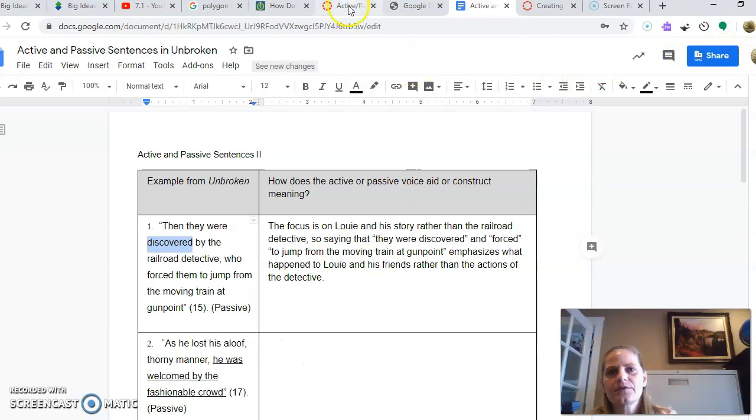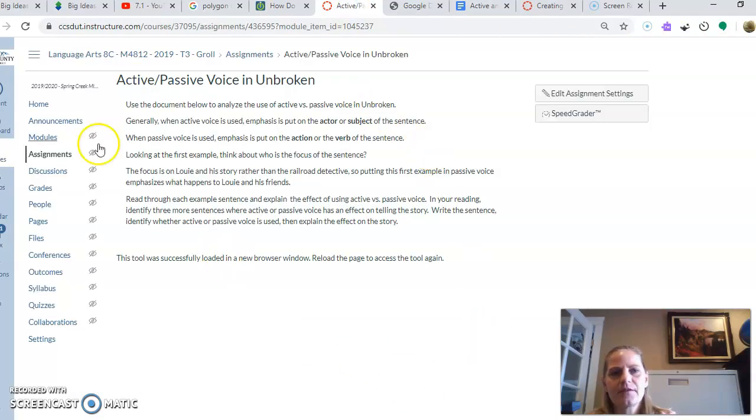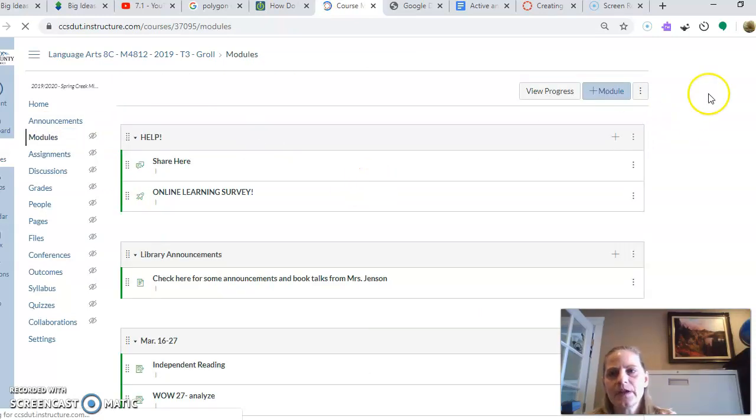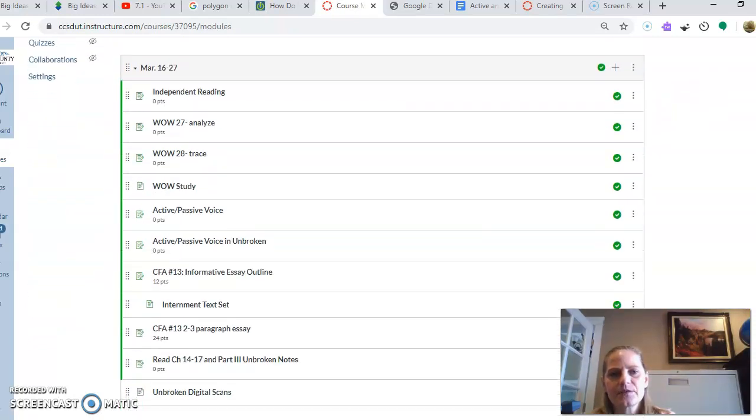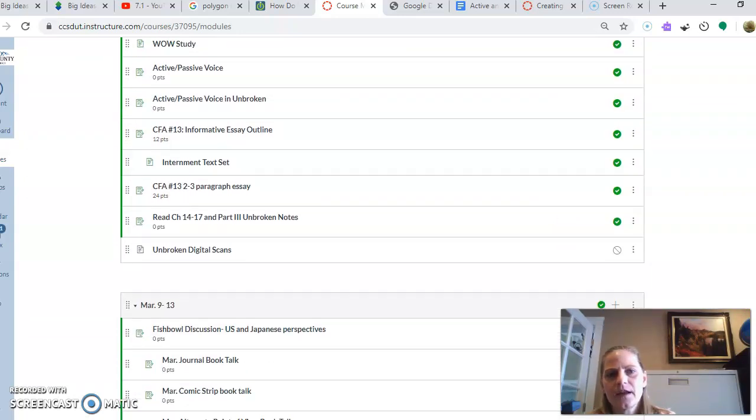All right, moving on through assignments. After active and passive voice, you have your writing assignments. So we've got a little vocab, a little grammar, and then writing. You have both an outline and your 2 to 3 paragraphs to write.